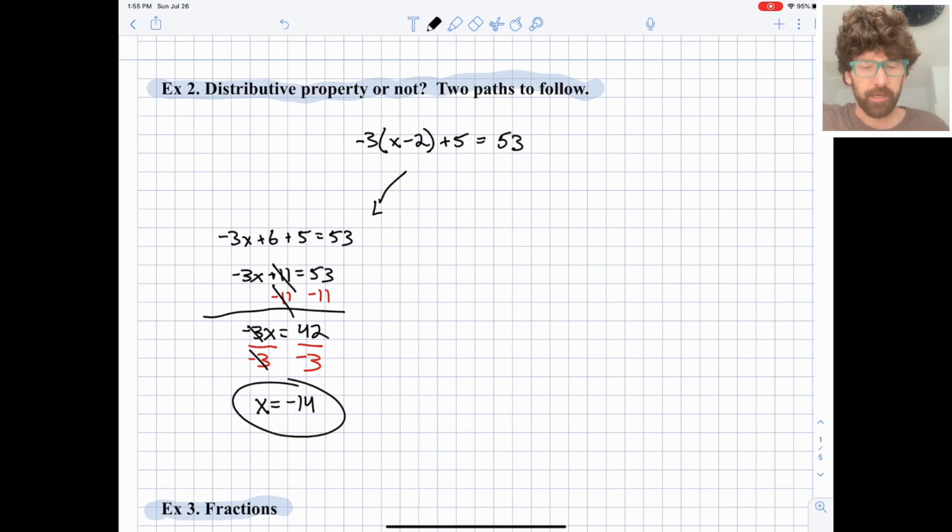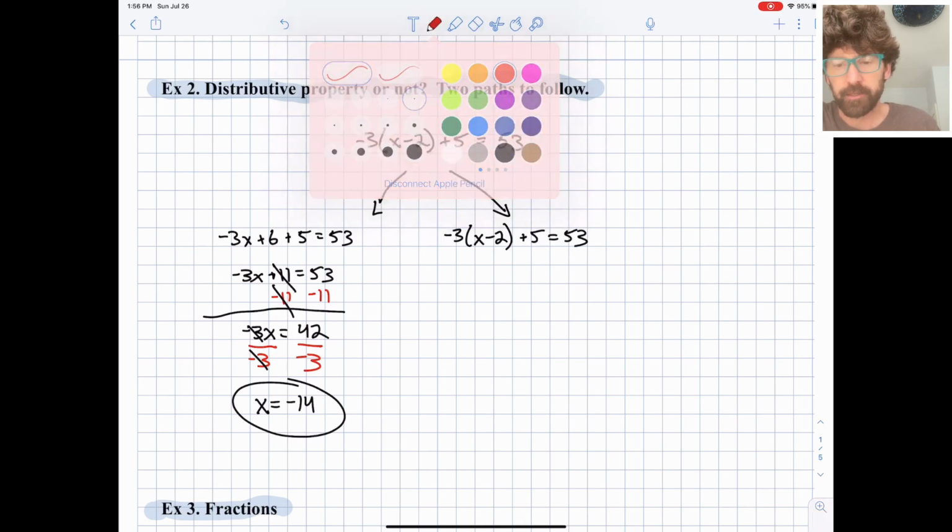So I'm not going to check that. I'm going to actually solve it a different way and call that my check. Let's see if I get the same answer solving it a different way. So let's rewrite the problem again. We have negative 3 times the quantity x minus 2, plus 5, is equal to 53. So I'm actually going to subtract the 5 first.